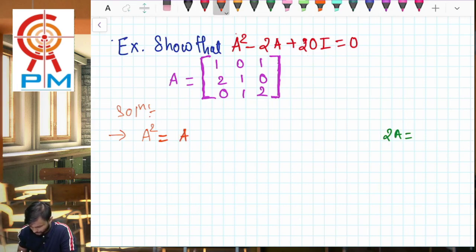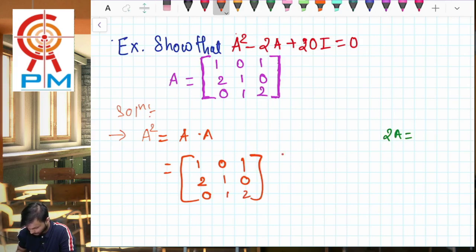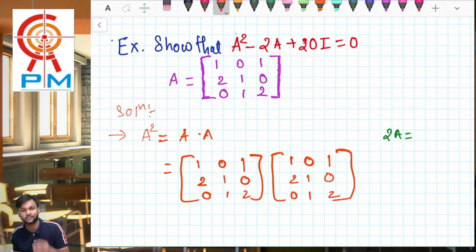Now what A square is: A into A, and A into A is nothing but this entire matrix, that is 1 0 1, 2 0 2, 1 0 2, 1 0 0, 1 2, times 1 0 1, 2 1 0, 0 1 2. Now what I will suggest you guys is pause the video, try it yourself. I cannot just stop the video, it's not possible that way. So it's up to you guys. You have to do it by yourself.